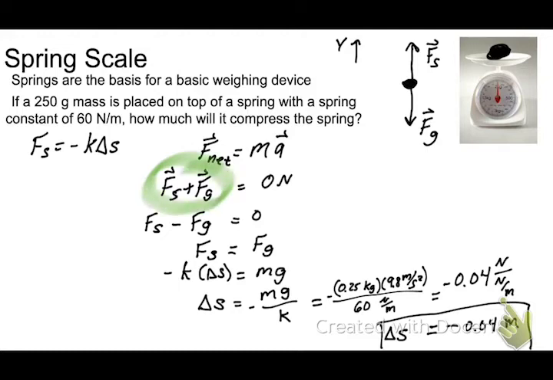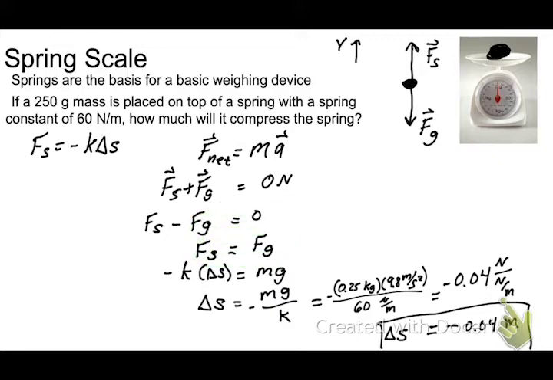Well, let's take these two vectors, take them out of vector form, put them into magnitude form. On our free body diagram, Fs is pointing upward, so we just make that positive. Fg is pointing downward, so we make Fg negative. And again, that's equal to 0. Okay, let's just move Fg to the other side. That's going to give us this expression right here. The spring force magnitude is equal to the gravitational force magnitude.